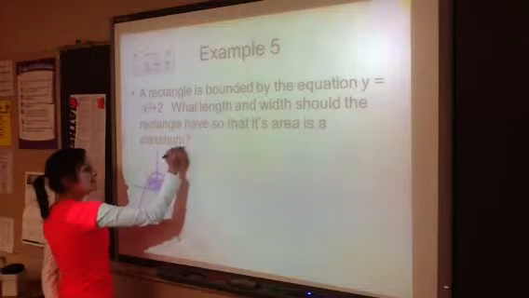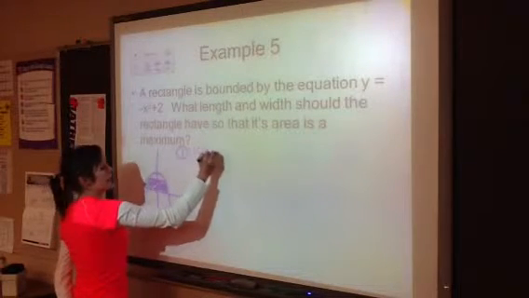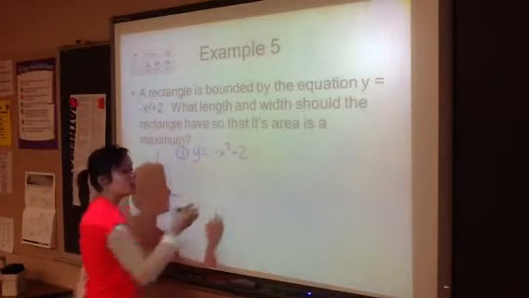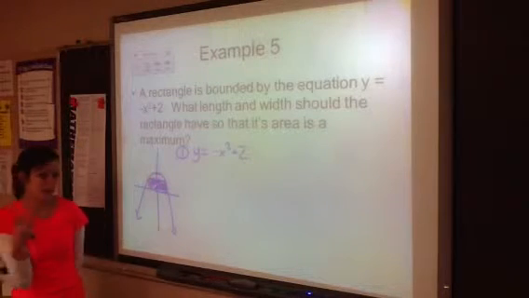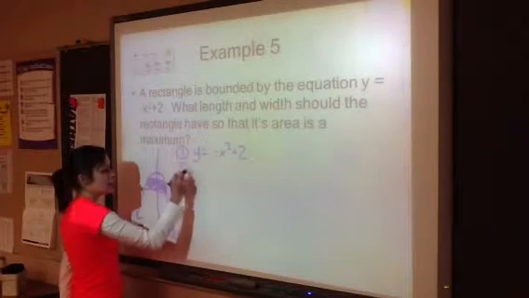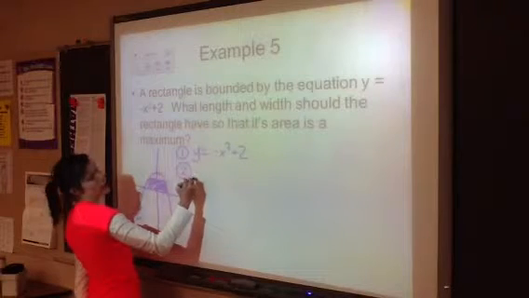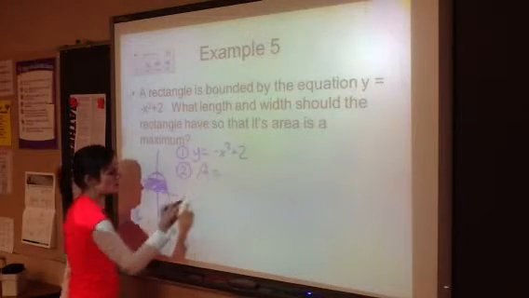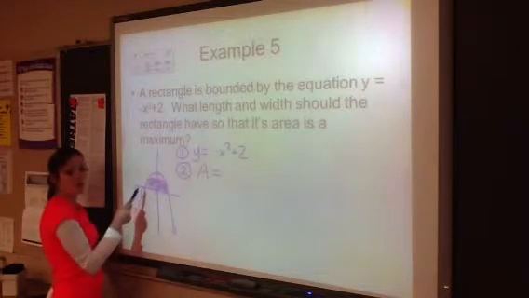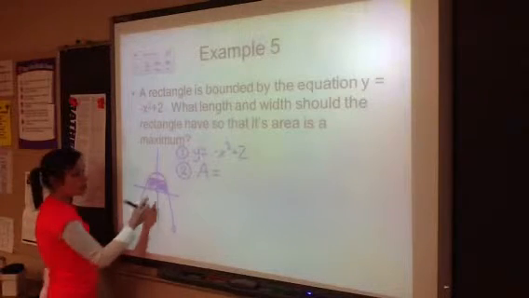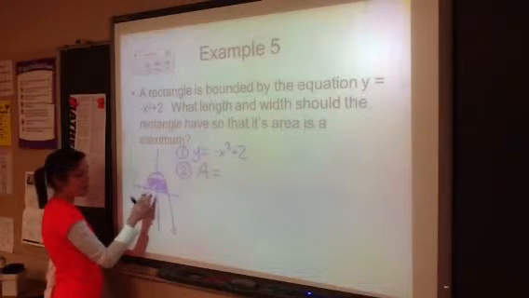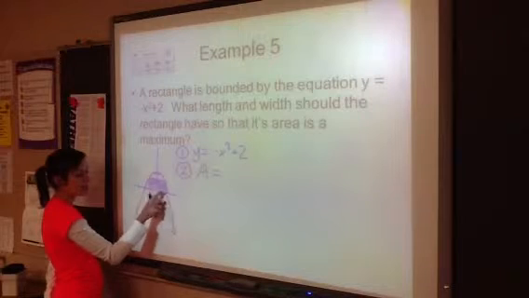So the given information is y equals negative x squared plus 2. The good news is you won't have to solve in step 3. Step 2 is we want to maximize our area. So area equals, how do we find area of a rectangle? Well, length times width. So what is our width here? How far across is this?